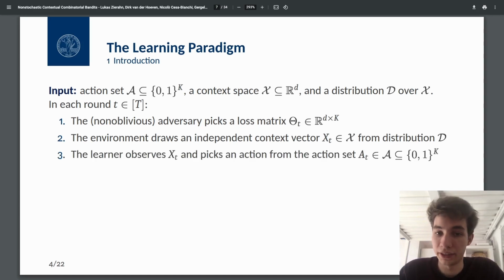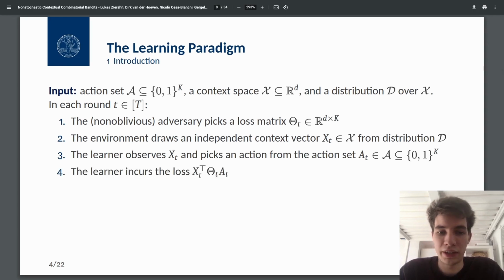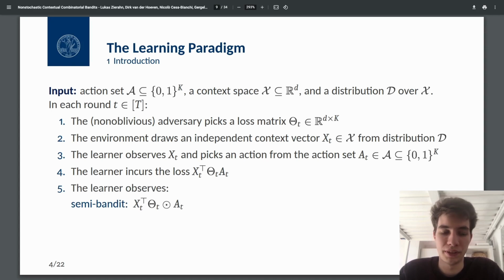The learner observes x_t, and then given x_t, we can pick some a_t from our action set. And finally, we incur the loss x_t transposed theta_t a_t. And this loss is linear in both the context and the action. There are two different settings here that are important. The first one is the semi-bandit setting, in which we gain this feedback where this dot is element-wise multiplication. In that case, we can see all the losses we incur decomposed into the action vector. And in the full bandit setting, you're just going to see the loss we actually incur.